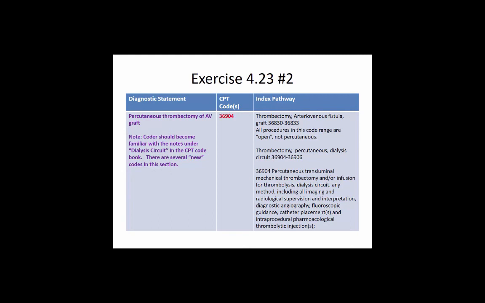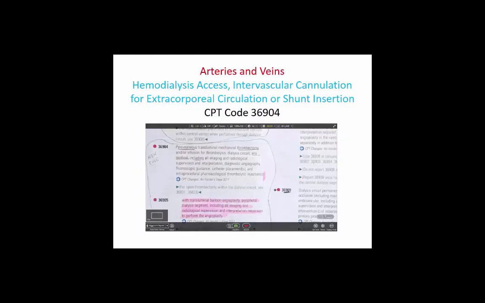So there you go. And here's the code in the code book. And I actually wrote beside it new code to remind myself. That red circle is what tells us it's a new code. And when I read the descriptions, it's very clear. 36904 does describe what we were reading. And you notice my circle's not complete, so that means there are more codes within this family of codes if you read further down in the column.